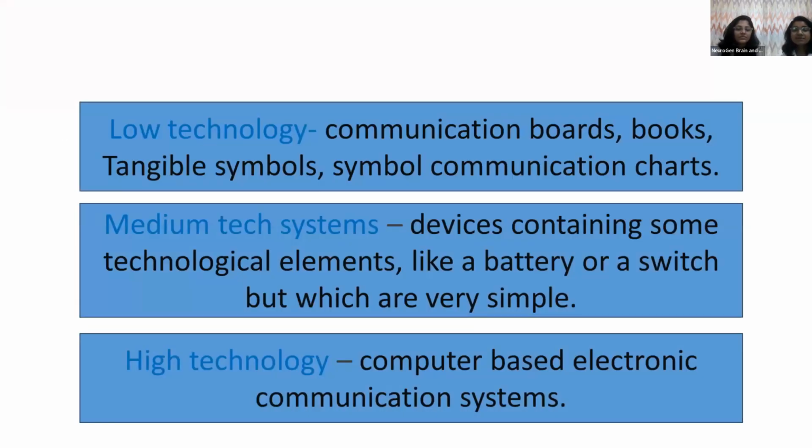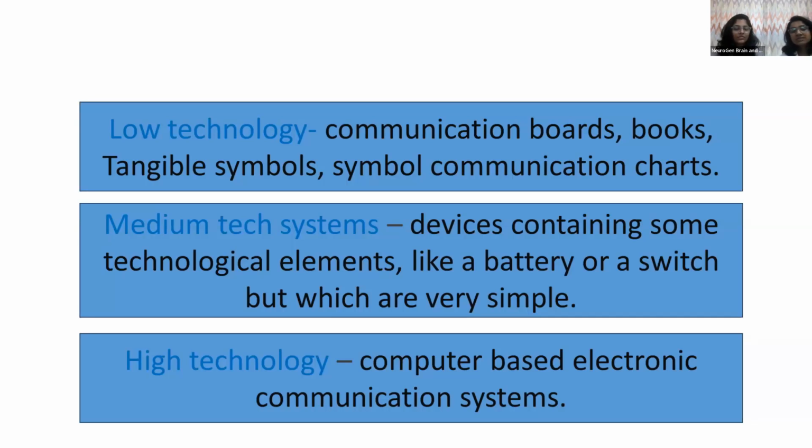AAC can be classified into 3 different types: low technology, medium tech systems, as well as high technology. Low technology would be less expensive and easily available. You could also do it at home by yourself, which mainly includes communication boards and books. It could be tangible symbols or symbol communication charts.